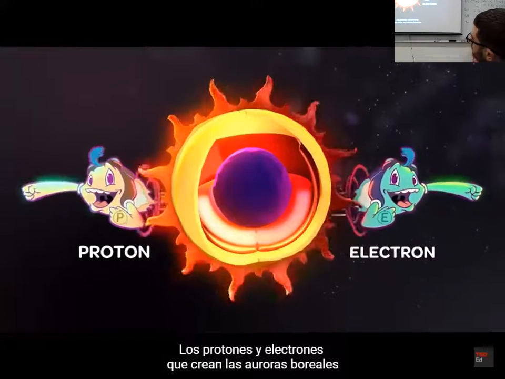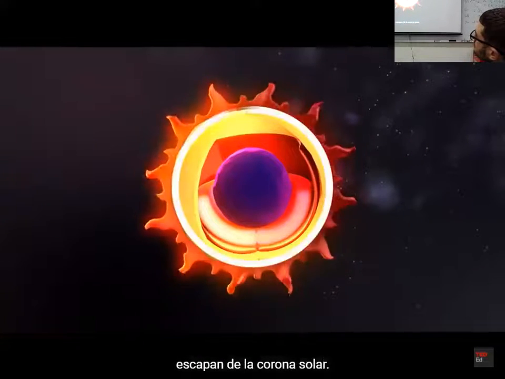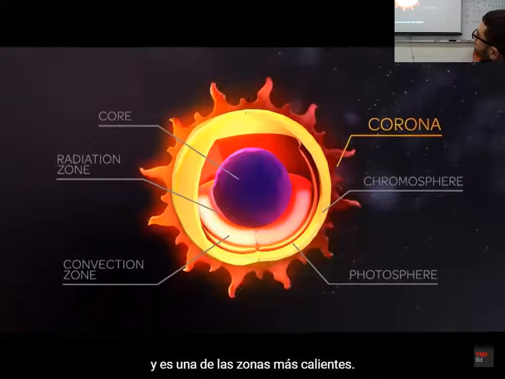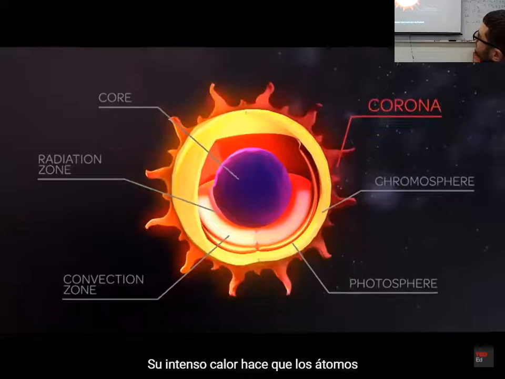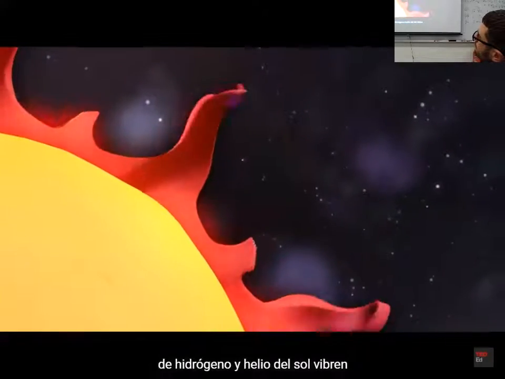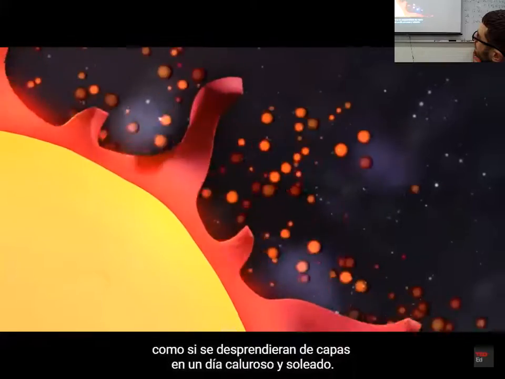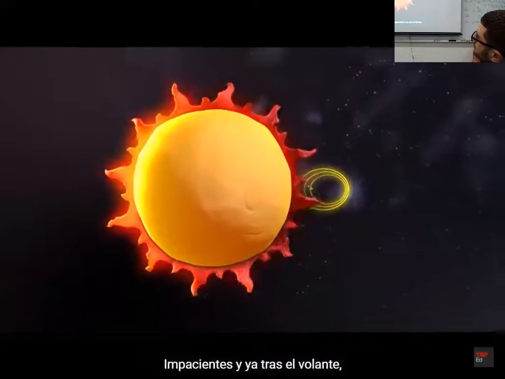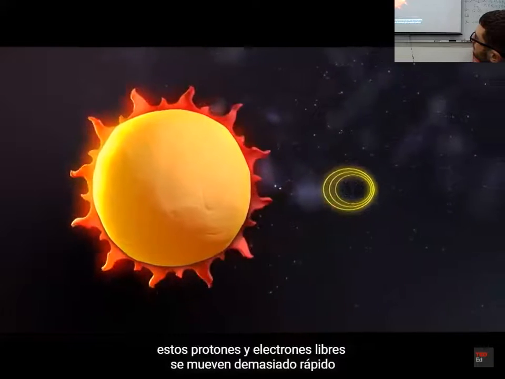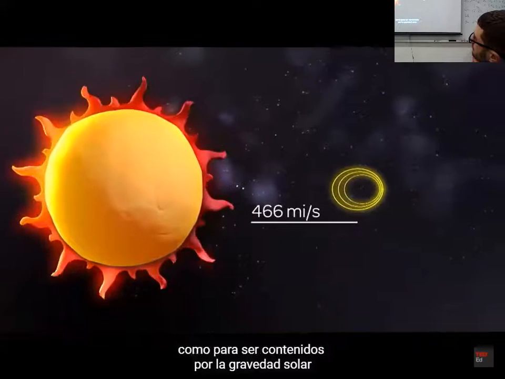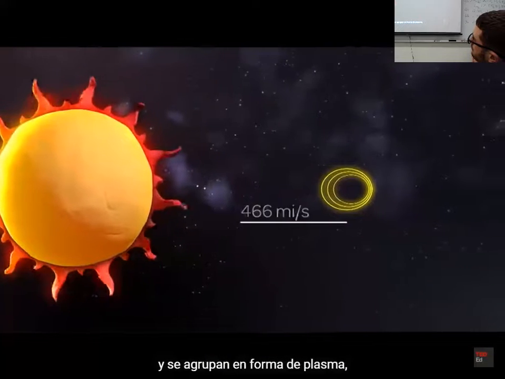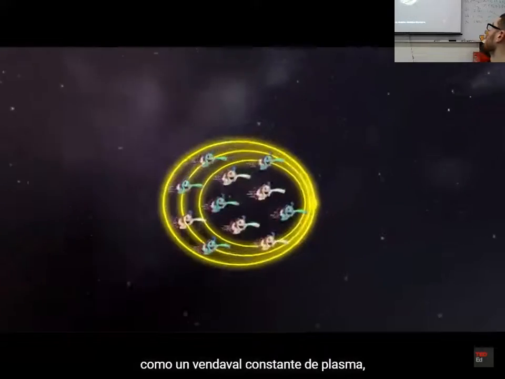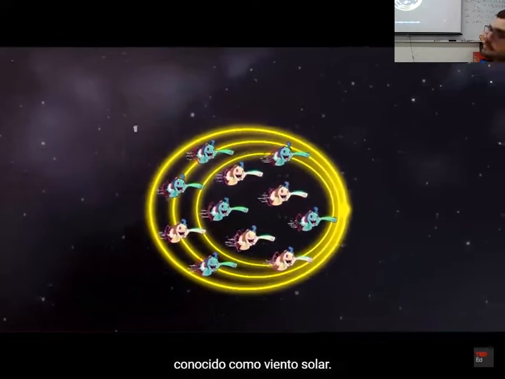The protons and electrons creating the northern lights depart from the sun's corona. The corona is the outermost layer of the sun's atmosphere and is one of the hottest regions. Its intense heat causes the sun's hydrogen and helium atoms to vibrate and shake off protons and electrons, as if they were stripping off layers on a hot, sunny day. Impatient, and finally behind the wheel, these free protons and electrons move too fast to be contained by the sun's gravity and group together as plasma, an electrically charged gas. They travel away from the sun as a constant gale of plasma, known as the solar wind.